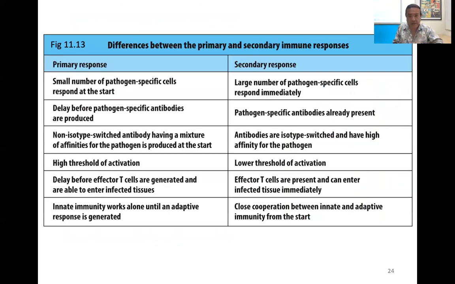Right. This table, go back and review. I'm not going to go over it now, but this is just some differences between the primary response, the first time that you're exposed to the googly-eyed drooly pathogen, right, and the second time you're exposed to it, right? So think about what this has to do with what we just were discussing in terms of immune memory and your immune system being encouraged to take things seriously.